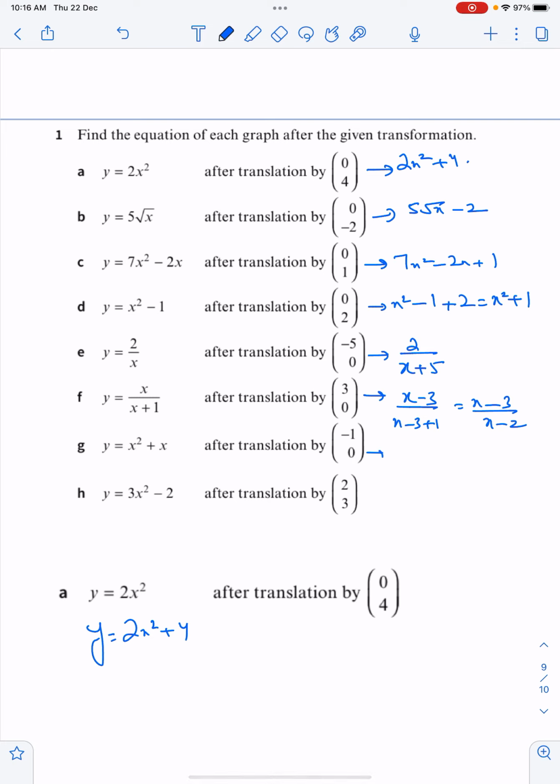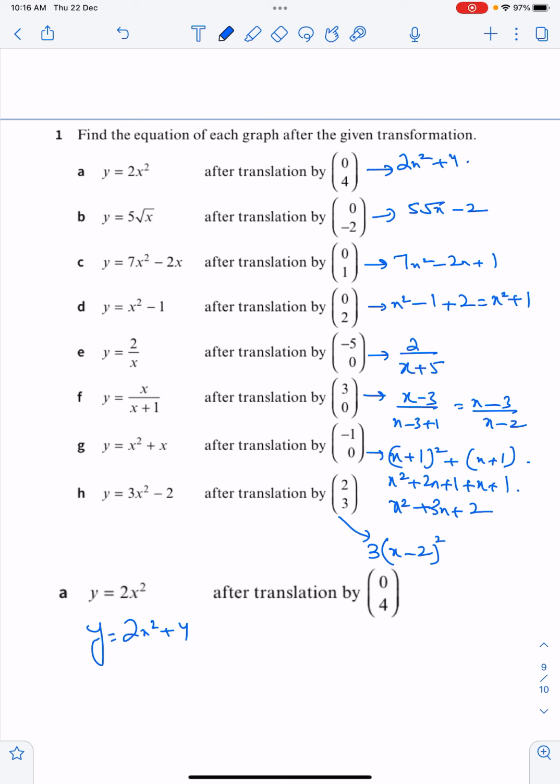So it will be (x plus 1) the whole squared plus x plus 1. So when you simplify you get x squared plus 2x plus 1 plus x plus 1. So x squared plus 3x plus 2. Okay, the last one, now there is a horizontal movement plus a vertical movement. Horizontal movement of 2 units onto the right. So in place of x I am going to write (x minus 2) the whole squared.